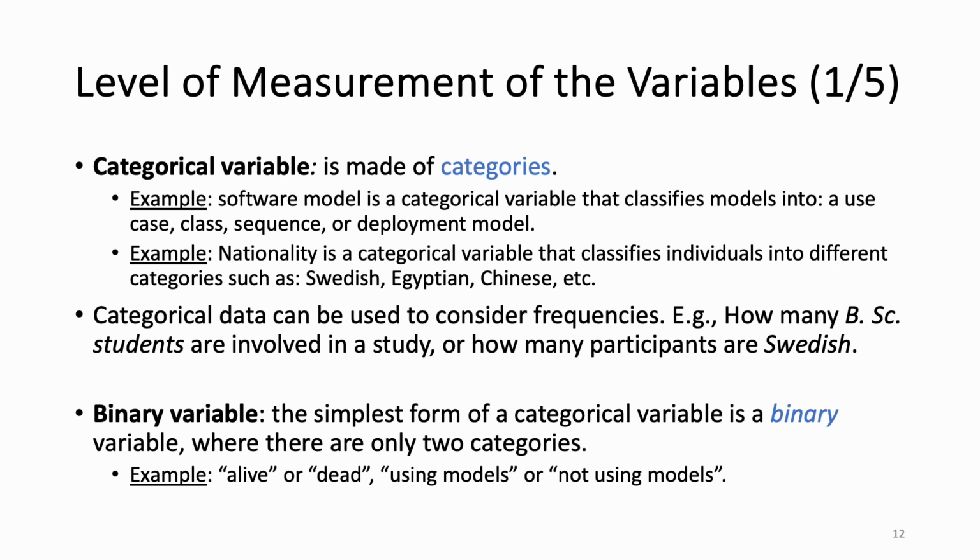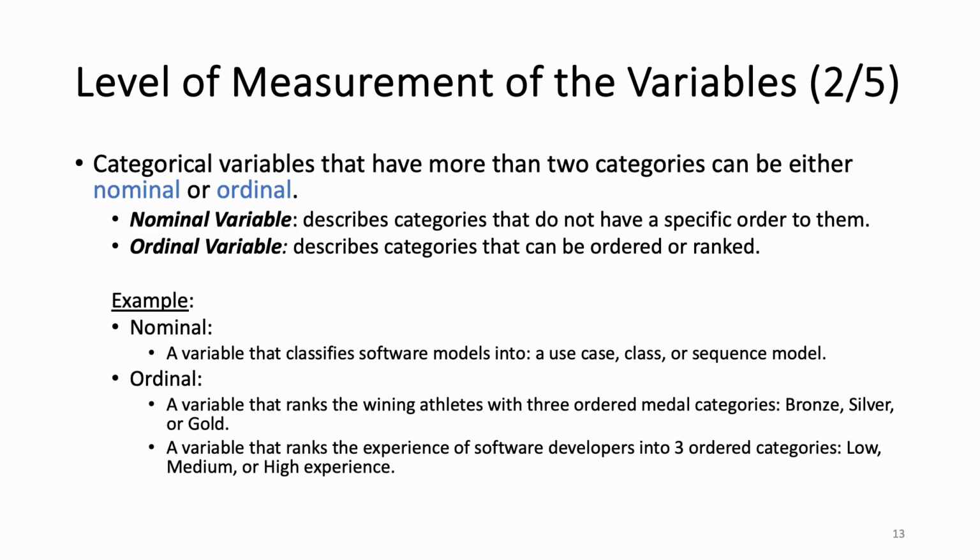We have also the binary variable. The simplest form of a categorical variable is the binary variable, and here we have only two categories. For example, we might have a category like alive or dead, so we have two categories. Another example is using models or not using models. That's also a binary variable. Very good. The categorical variables that have more than two categories can be either nominal or ordinal.